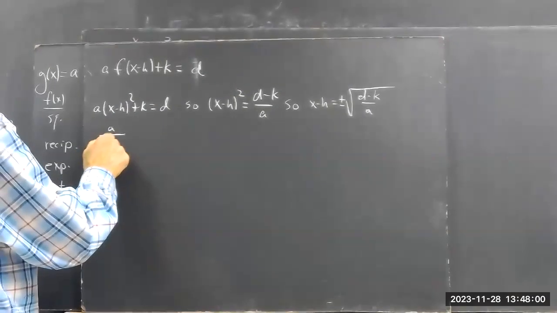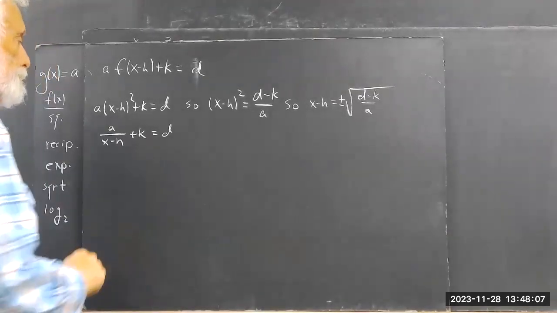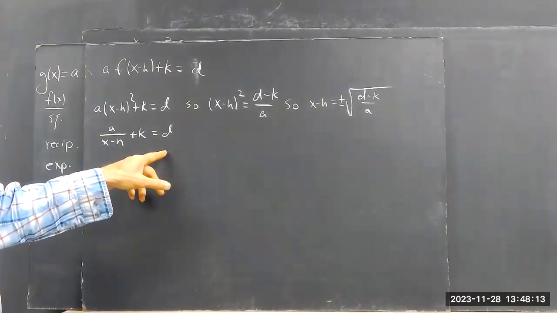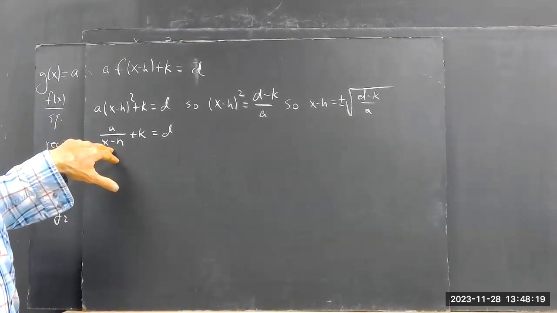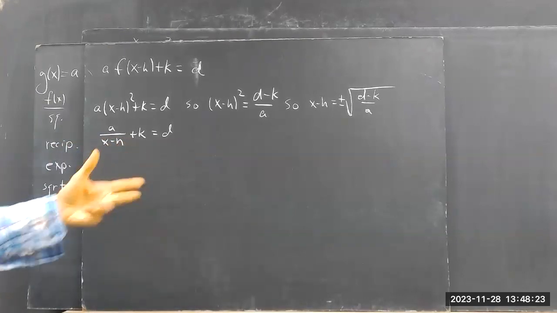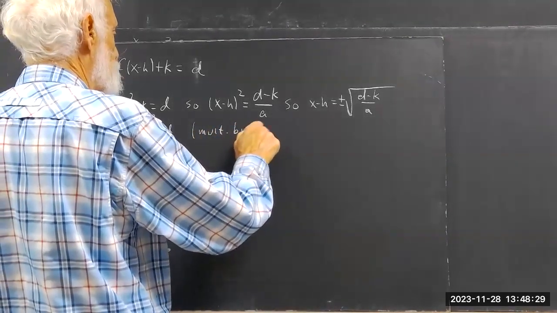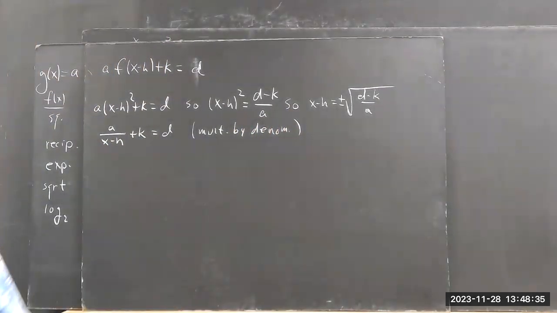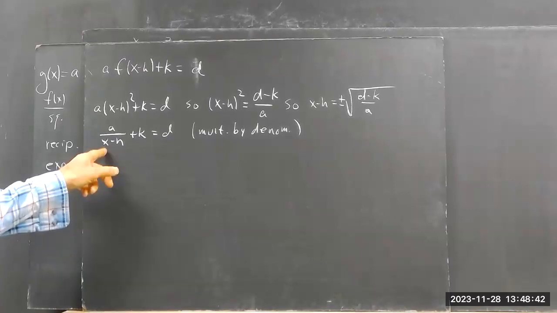Now, for the reciprocal function, you'd have a over x minus h plus k equals d. Multiply both sides by x minus h. Now, maybe first you subtract k from both sides. I say generally you want to immediately multiply by a common denominator. In this case, you can do easy simplification, but you've got to multiply both sides by the denominator. That's how you solve any equation where you have a denominator, and it's particularly important if your variable is in the denominator.